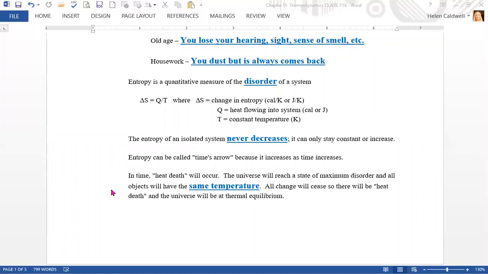Another thing that we talk about associated with entropy is heat death. Heat death is the time when the universe will achieve a maximum state of disorder and all objects will have the same temperature. So the universe is at thermal equilibrium when we are at heat death. Everything has the same temperature, everything has maximum disorder. And that is all we are going to say on the subject. Again, this is just a little assortment of terms, something to get you thinking about it.